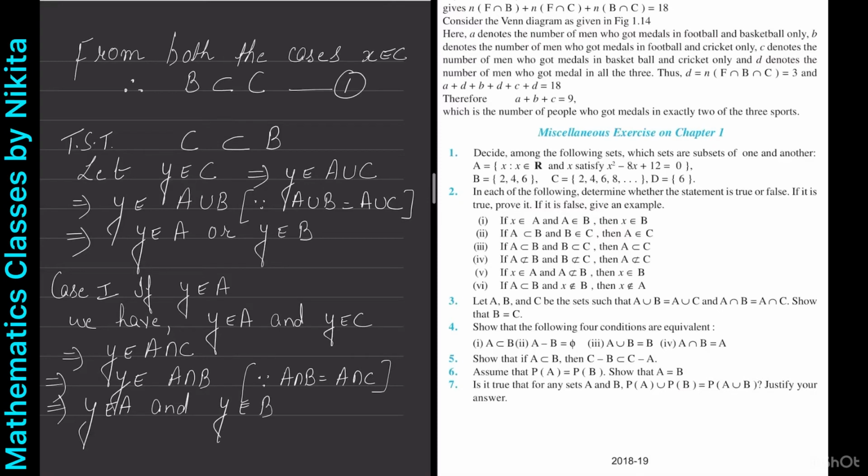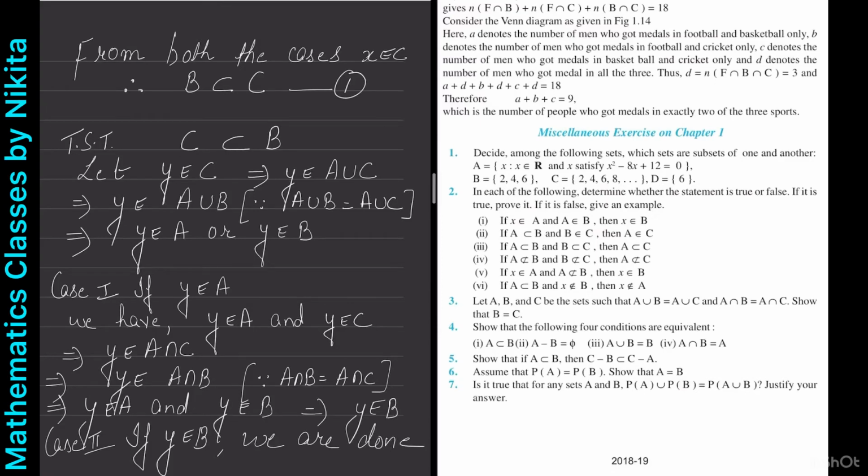And this implies y belongs to A and y belongs to B. So from here what you get? That y belongs to B. And what is case 2? Case 2 is y belongs to B. So if y belongs to B, we are done. Nothing to prove here, we are done.